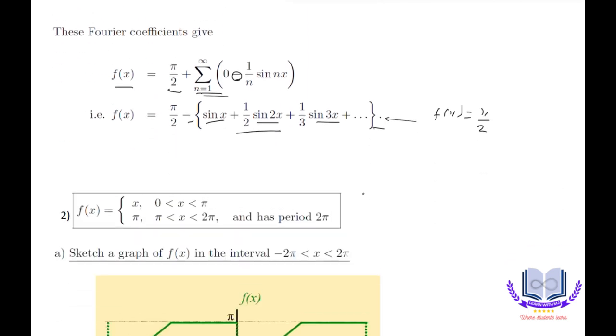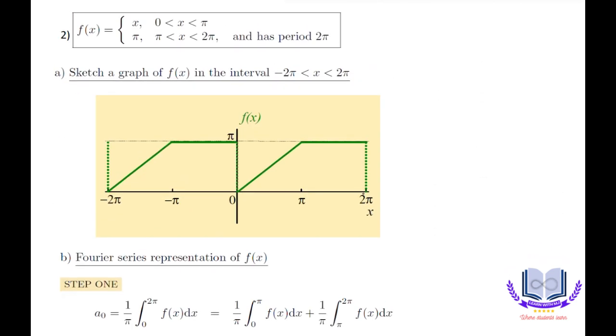Now let's take another example where we have a function fx which is piecewise defined. So here fx is equal to x, which is defined over the 0 to pi interval, and fx is equal to pi for the interval pi to 2 pi. Just similar to the previous question, it has a period of 2 pi and we have to draw the graph for minus 2 pi to 2 pi.